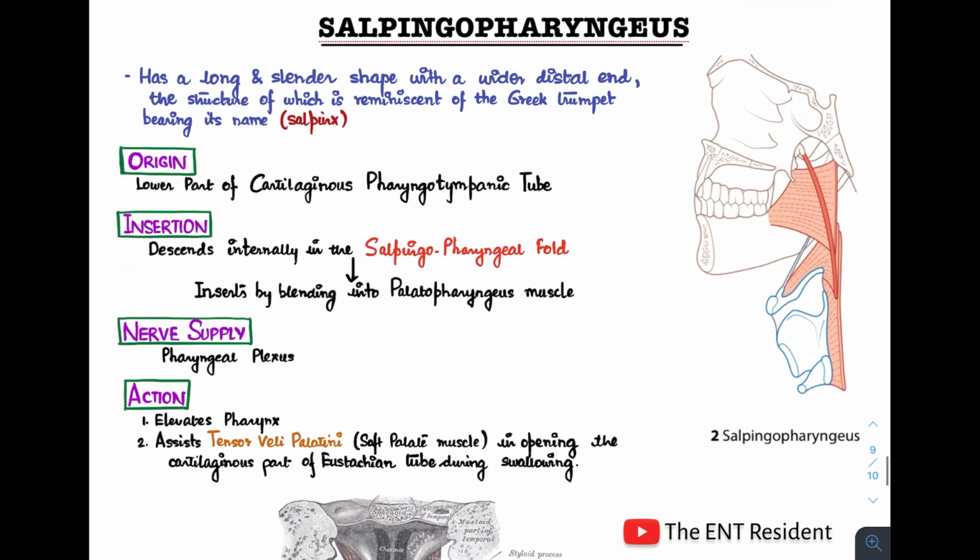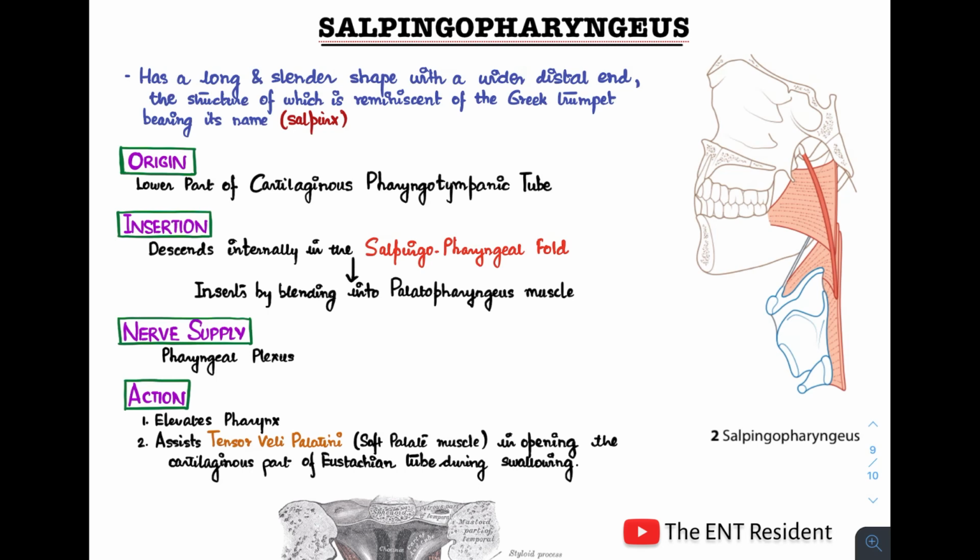This muscle has a long and slender shape with a wider distal end, the structure of which is reminiscent of a Greek trumpet bearing its name. This Greek trumpet is known as salpinx. That is where it's getting its name from, because of the shape of its structure. It originates from the lowermost part of the cartilaginous pharyngotympanic tube. This is something that I've shown you while I was showing you the endoscopic anatomy of the nasopharynx.